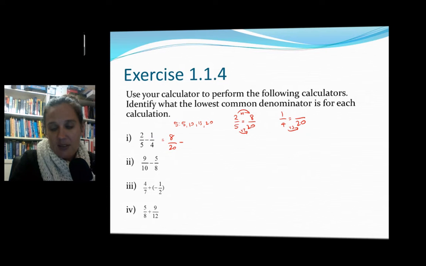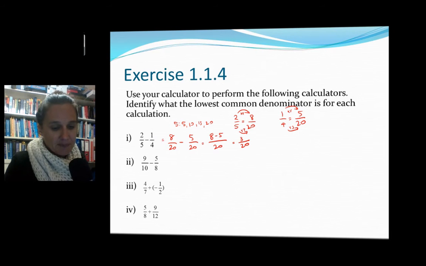4 times 5 is 20. 1 times 5 is 5. Here, 8 over 20 minus 5 over 20 here. So now our denominator is 20. We have 8 minus 5 gives us 3 out of 20.